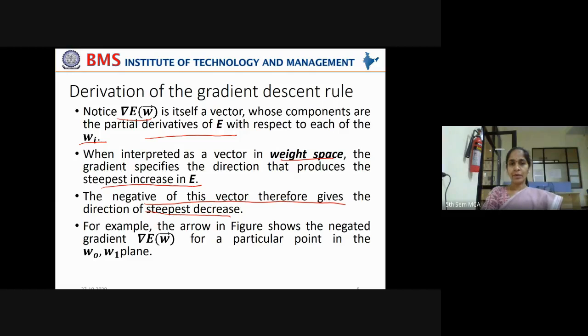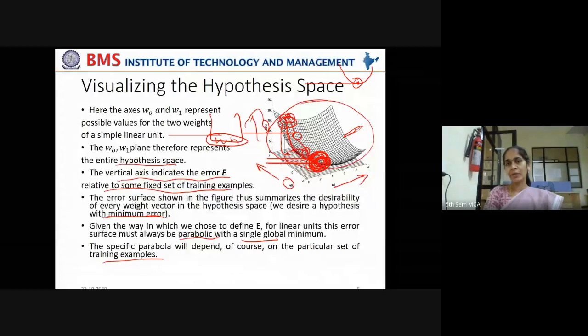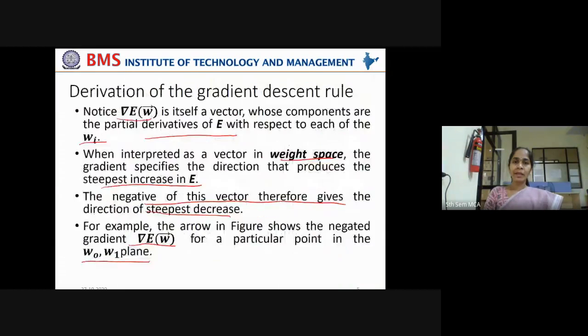So for example, the arrow in the figure shows the negated gradient, negative delta E of W bar, for a particular point in the W0 W1 plane. I'll just go back to this hypothesis space. See, did you see this arrow in this direction? It is trying to reduce the prediction error. Here the prediction error is more. It is trying to come to this place where the prediction error is less. So it is coming in a negative direction, the negated gradient, in order to reduce that prediction error. That is represented by this negated gradient, the gradient of the error with respect to weight vector W.